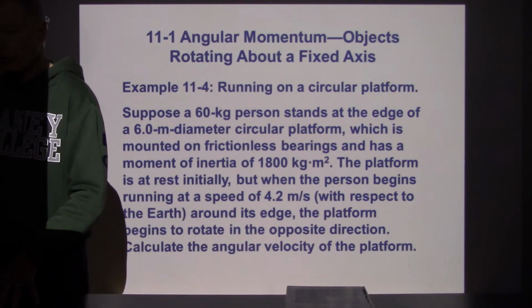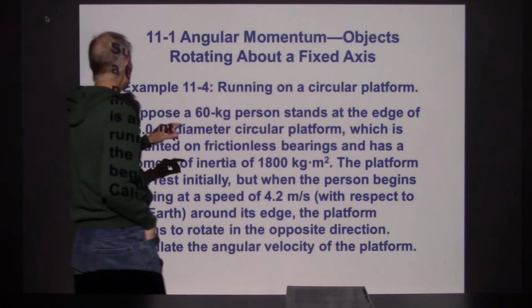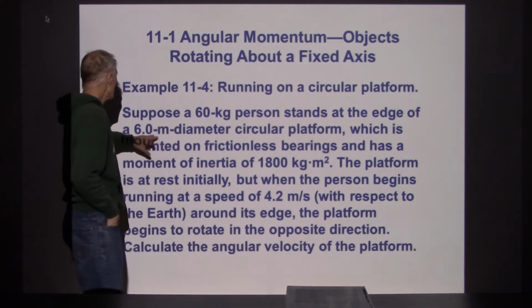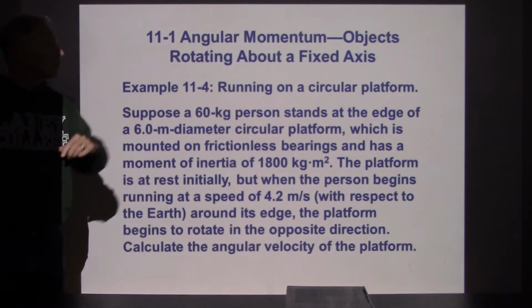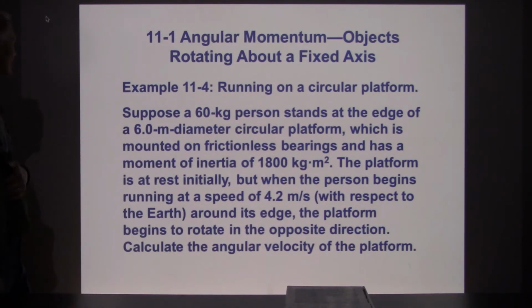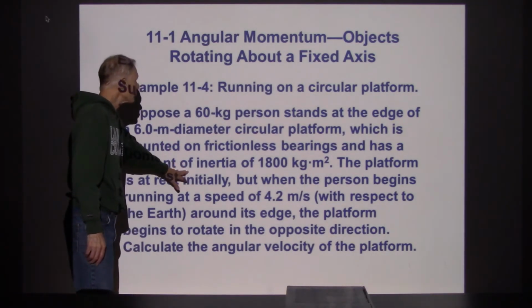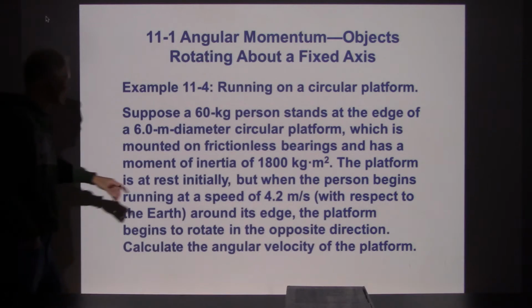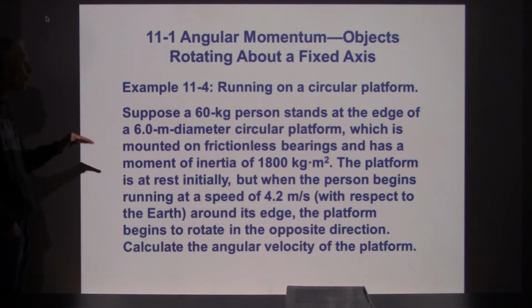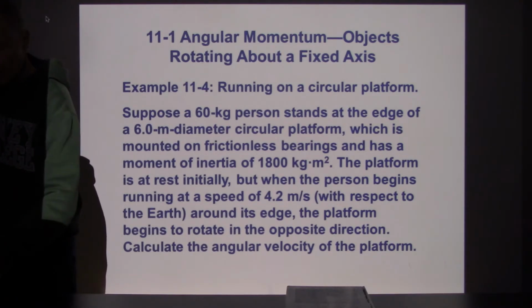All right, now let's have this person run on this circular platform. So it's the same picture we saw before. The person is 60 kilograms. They're at the edge of a 6-meter diameter circular platform. So it's big. 6 meters is going to fill the room. Mounted on frictionless bearings, and it has a moment of inertia, or a rotational inertia, of 1,800 kilograms meters squared. So everything is initially at rest, and then the person begins running at a speed of 4.2 meters per second with respect to the Earth. So this is an outside observer, not somebody on the platform, but somebody outside measures the person going at a certain speed in one direction. The platform is rotating in the opposite direction. How fast will that platform be rotating?